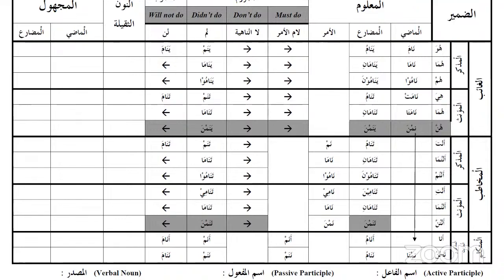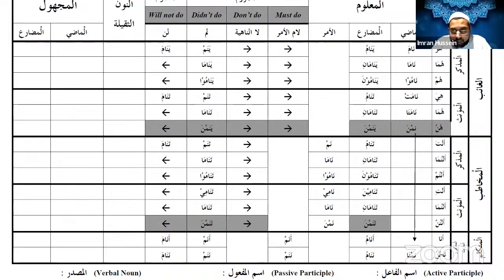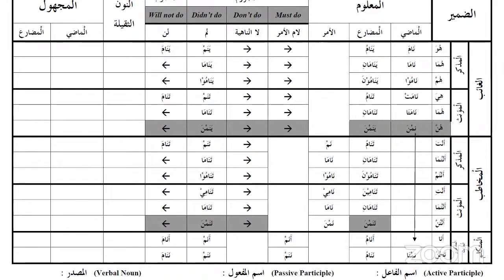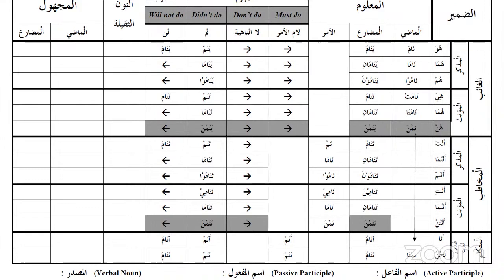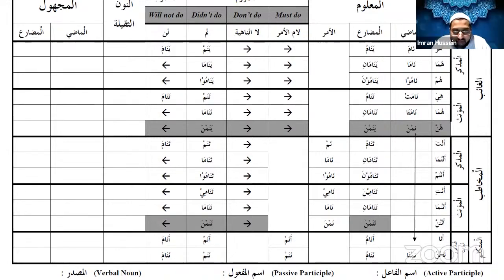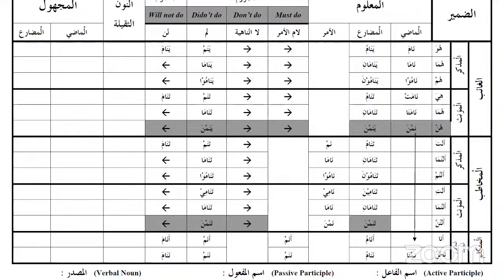And present tense? Yanamu, yanamani, yanamun, yanamani, yanamuna, tanamu, tanamani, yanamna, tanamu, tanamani, tanamuna, tanamina, tanamani, tanamna, anamu, nanamu. Excellent. And the command, Amar? Amar is nam, nama, namu, nami, nama, namna. Excellent, excellent.